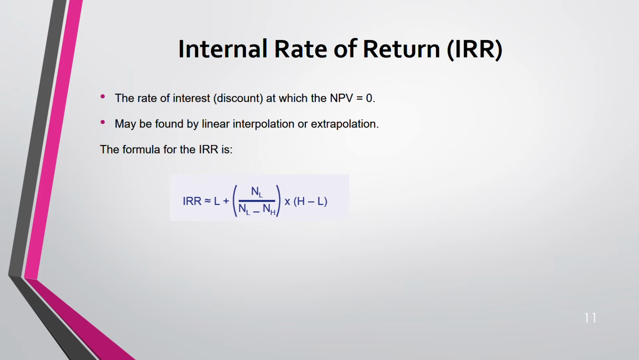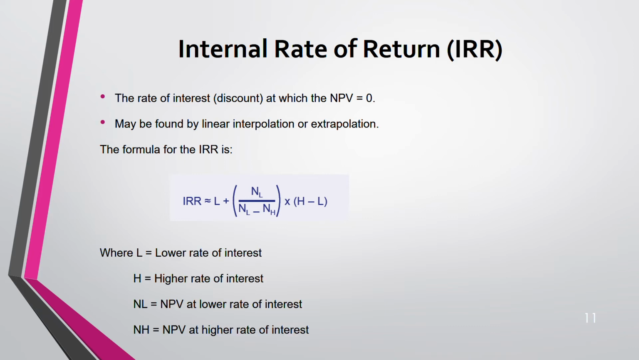So the formula is like this. L. What does each stand for? Let me give you here. Wait. L stands for lower rate of interest. See, you need two interest rates. Without two interest rates, you cannot find IRR. And you need net present value also at both those interest rates. This is like a trial and error.